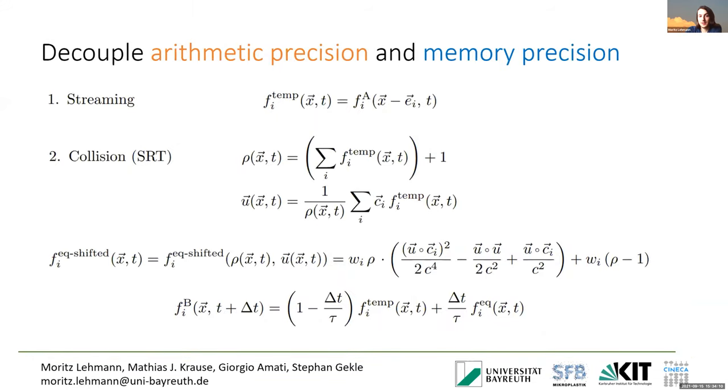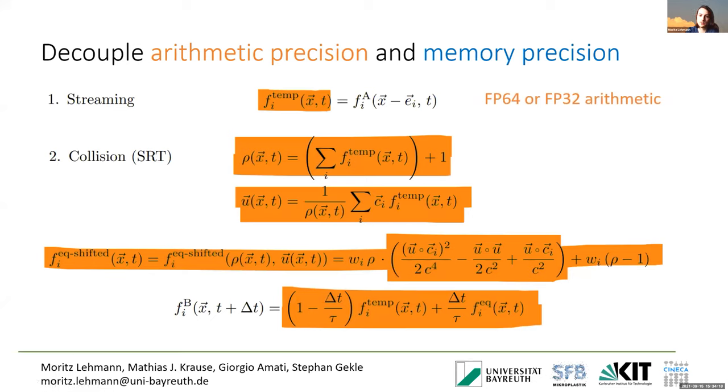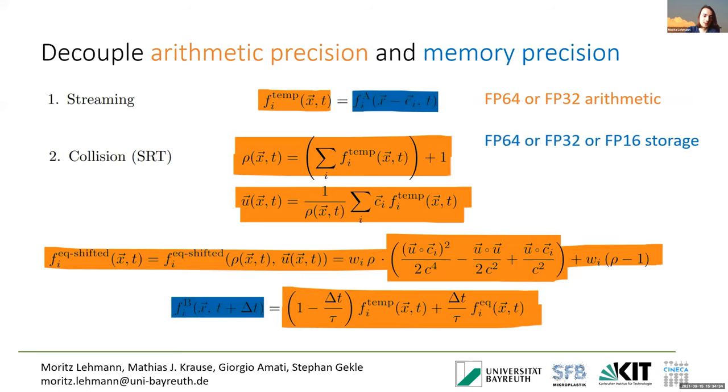Now, the idea of decoupling arithmetic precision and memory precision. This is the Lattice-Boltzmann algorithm again, and now I highlight the part that we do with arithmetic precision, either FP64 or FP32, because any GPU can do this. Most GPUs are slow for FP64, I will come to this later. And for the memory precision, this is only this tiny part here, and we can do it in lower precision, going even as low as FP16. In between, there's floating point conversion, either done in hardware or emulated in software for our custom format.